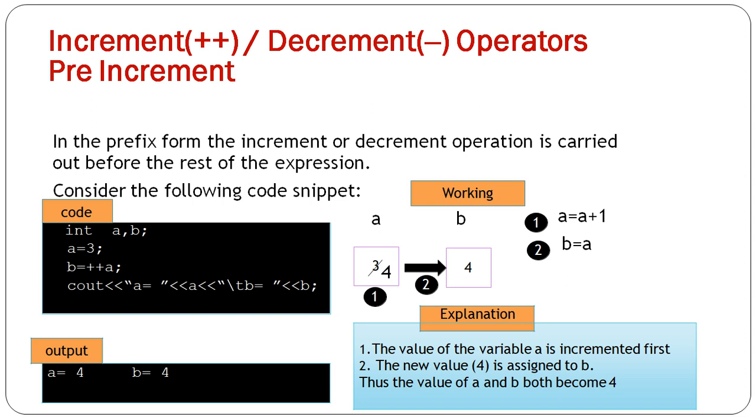We can see the difference here. int a, b; a equal to 3, then b equal to ++a. So ++a is pre-increment. So first it will increment and then assign. First itself incrementing means 3 will become 4 and that 4 is assigned to b, because our expression will be written as b equal to b plus a.